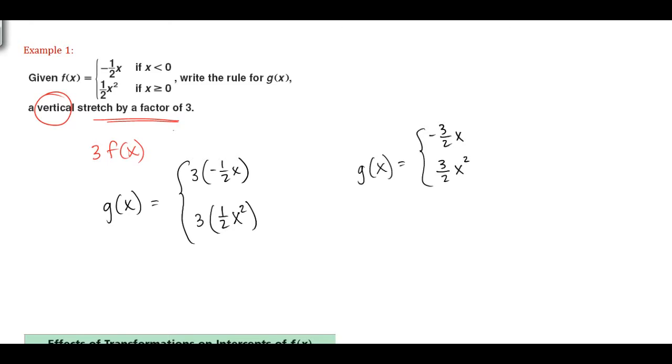Now the weird part, you've got to worry about these constraints again, right? This tells you when to use each one. If you do a horizontal, a left-right shift, that's going to change those constraints. But if we're just doing a stretch or a compression, and we're not sliding left or right, then we're not going to worry about those constraints, so I can leave them alone. So if x is less than 0, I still want you to use the top one. If x is greater than or equal to 0, I want you to use the bottom one.